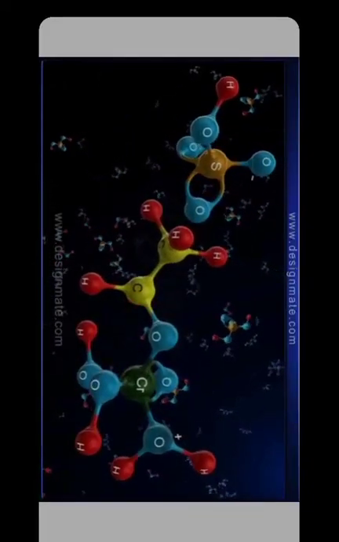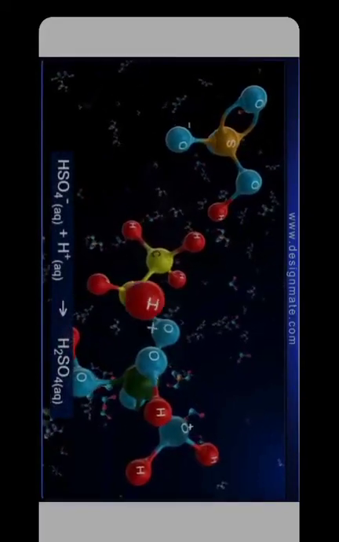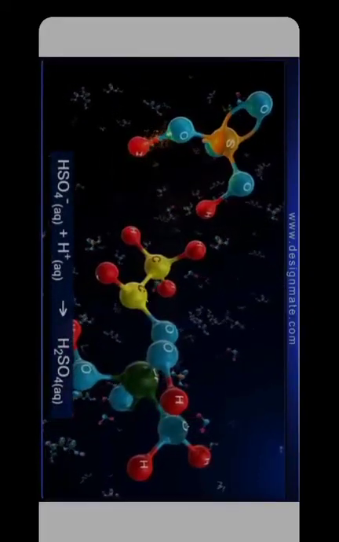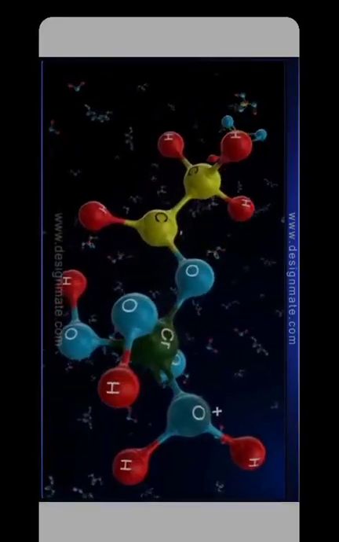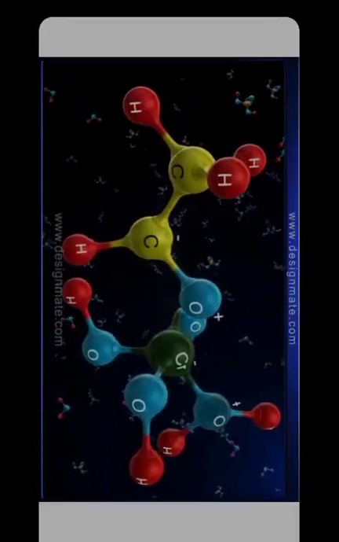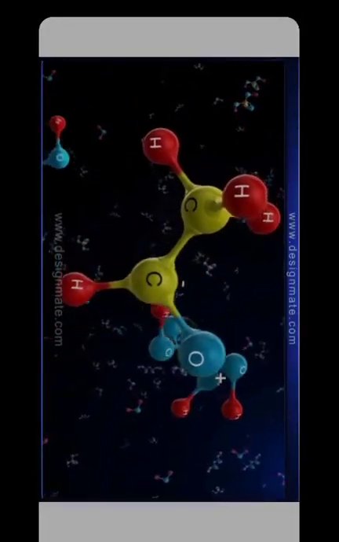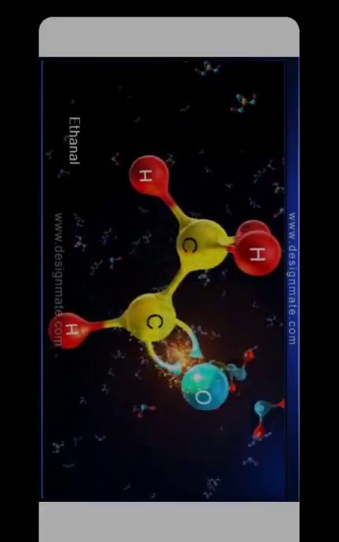Now the bisulfate ions present in the medium act as a base and abstract the proton from the carbon attached to the alcohol group. Simultaneously, the O-Cr bond breaks, thus forming a new pi bond with the oxygen atom. This results in the formation of ethanal.